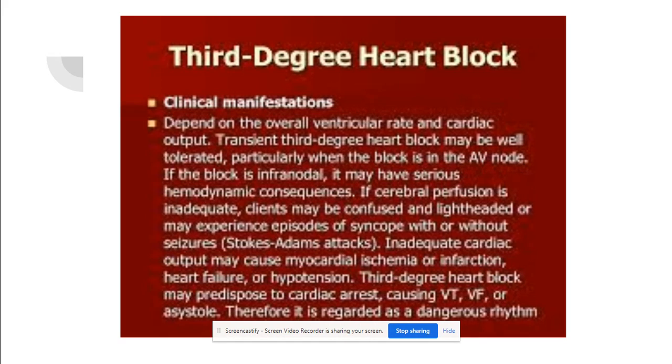Third degree heart block, we'll talk a little bit more about that. This slide isn't as important, but we're looking at a problem with cardiac output at this point, so lack of perfusion.